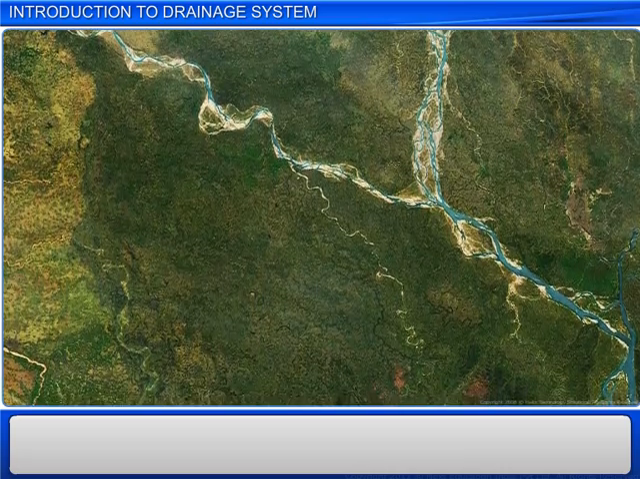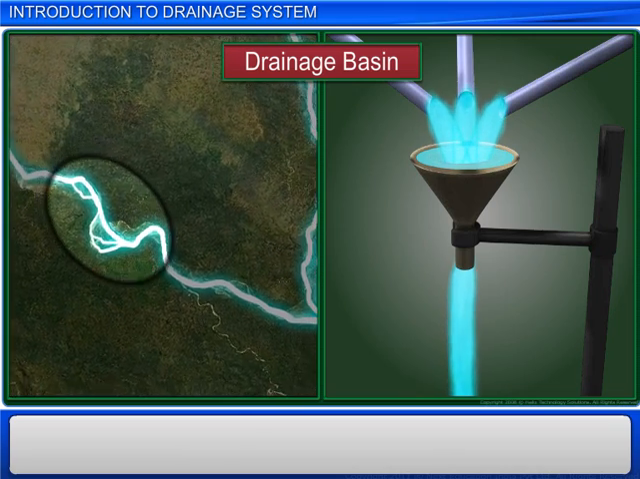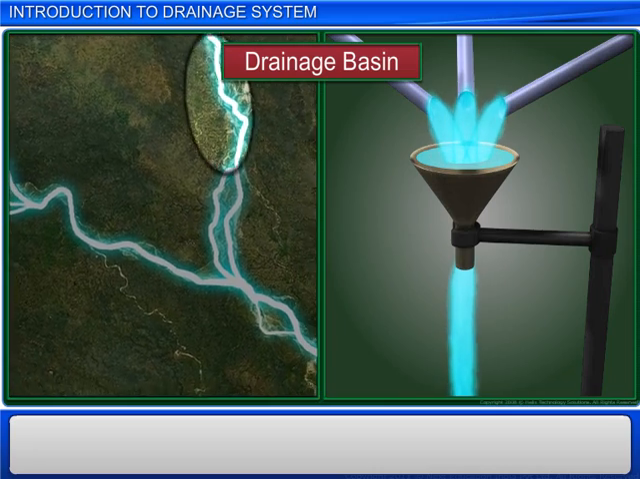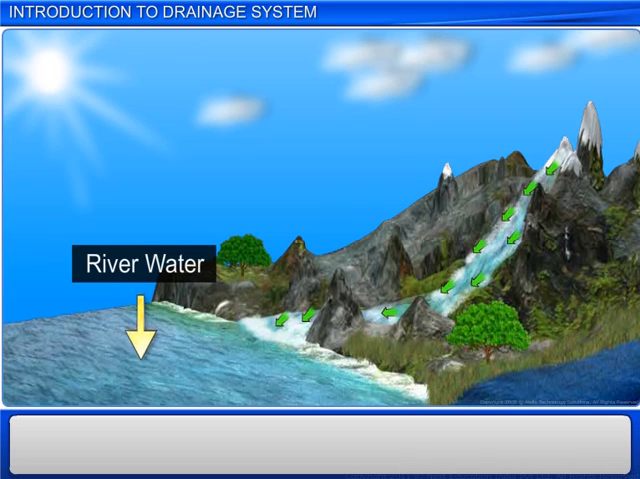The drainage basin works as a funnel by collecting all the water within the area and channeling it into a waterway. If you look at this natural mechanism closely, you will observe that river water flows downhill.